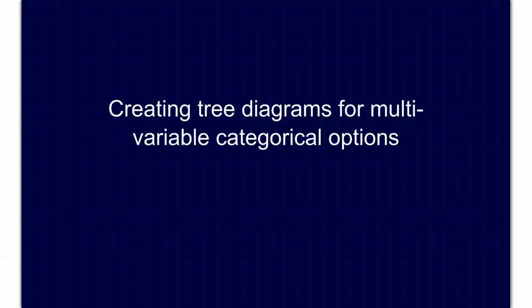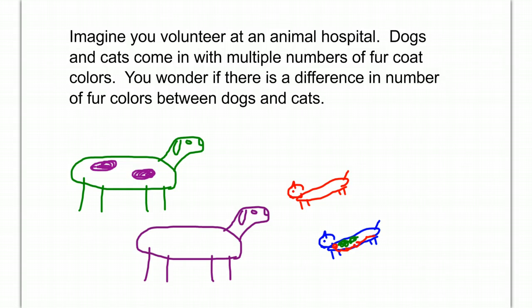When you have situations that involve multiple categorical variables, one way that helps people visualize it is using something called a tree diagram. Let's imagine that you volunteer at an animal hospital, and here are some interesting animals. There are the dogs and some cats that come into this animal hospital. And they have multiple numbers of fur coat colors.